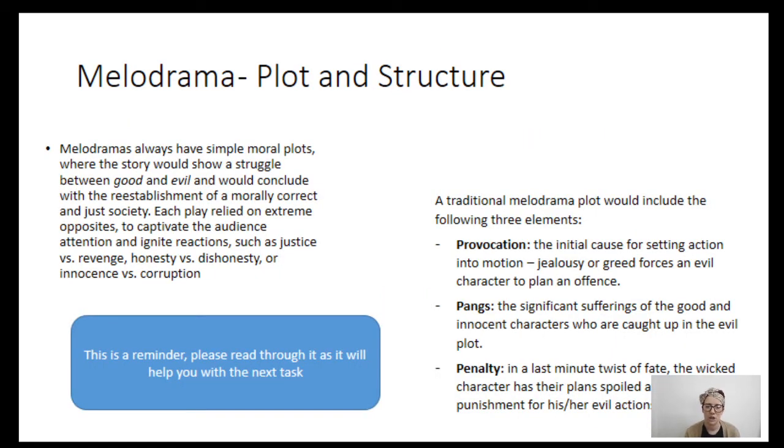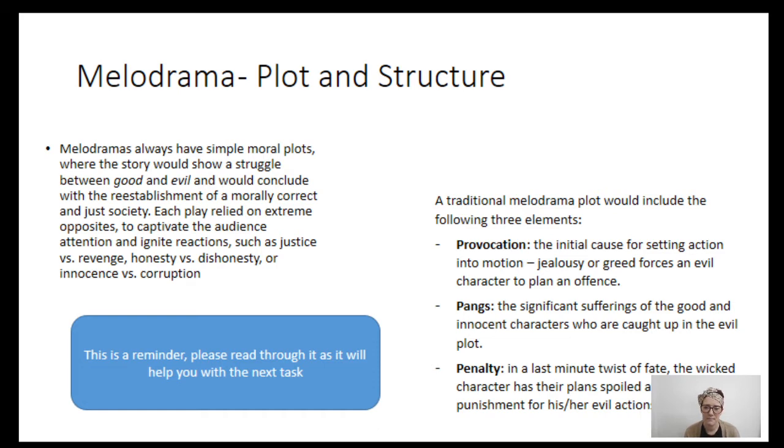Next then, this is just a reminder, okay? So please do read through it or listen as I talk through it, as it will help you with the next task. So the plot and structure of a melodrama. Melodramas always have simple moral plots, where the story would show a struggle between good and evil and would conclude with the re-establishment of a morally correct and just society. Each play relied on extreme opposites to captivate its audience's attention and ignite reactions, such as justice versus revenge, honesty versus dishonesty, or innocence versus corruption.